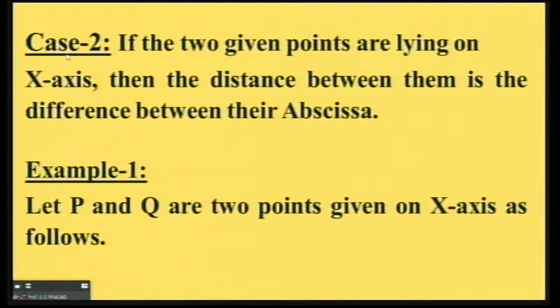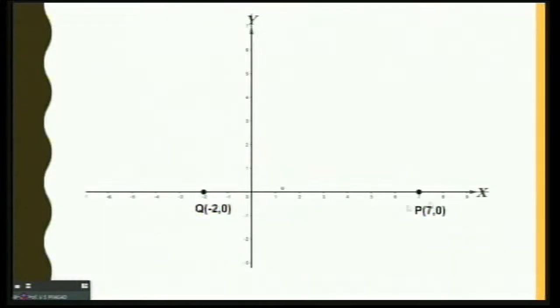Now we are going to see case 2. Here, if the 2 given points are lying on the x-axis, in that case, we define the distance between them as the difference between their abscissa. That's the definition we are going to take. For example, let us take P and Q as 2 points given on the x-axis as follows. Easily you can observe on the graph sheet, on the x-axis, P is a point with the coordinates (7, 0). Here the abscissa, that means the x coordinate, is 7, and another point Q is (-2, 0). Here its abscissa, or x coordinate, is minus 2.